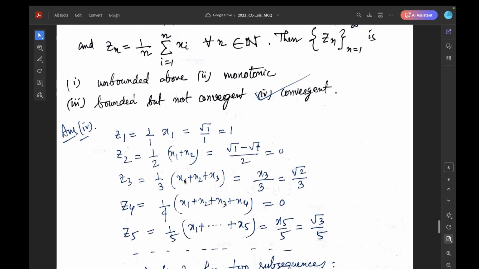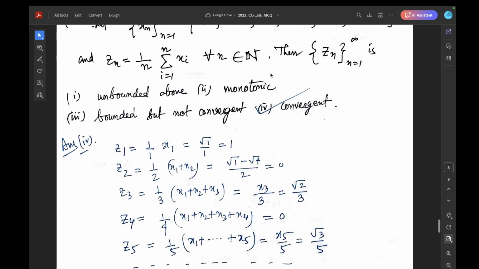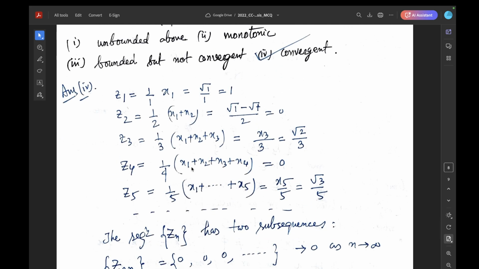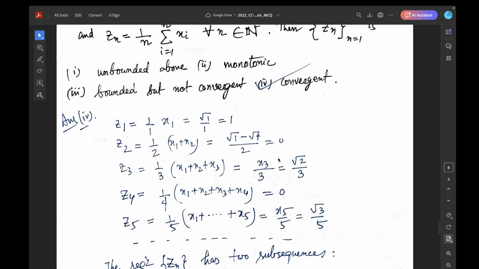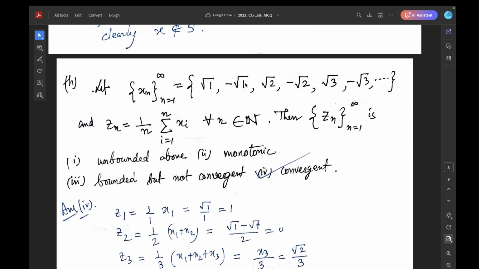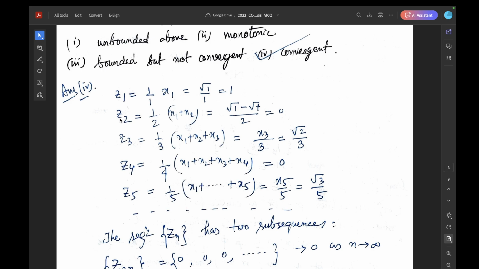Z3 is 1 by 3, x1 plus x2 plus x3. So obviously x1 plus x2 is 0, and x3 is root 2. So we take root 2 by 3, Z3. Z4 is obviously 0 because x1 plus x2 plus x3 plus x4 is equal to 0, whole divided by 4. So the even terms Z2, Z4, Z twice n are always equal to 0.